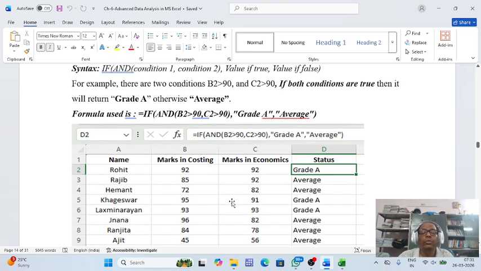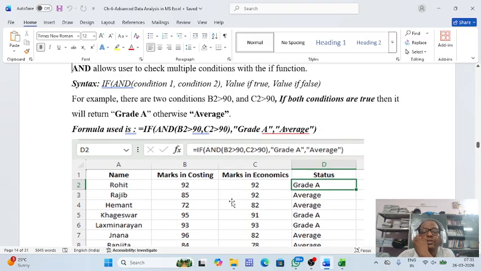Okay. So we have data of marks and costing, and there are two conditions here. If a person is securing both in B2 and C2 greater than 90, then only it will be grade A. Otherwise, it will be treated as average. So accordingly, we have put the formula IF AND. Here it is AND, meaning both the conditions should be fulfilled, then only it will be grade A, and that has been done here.